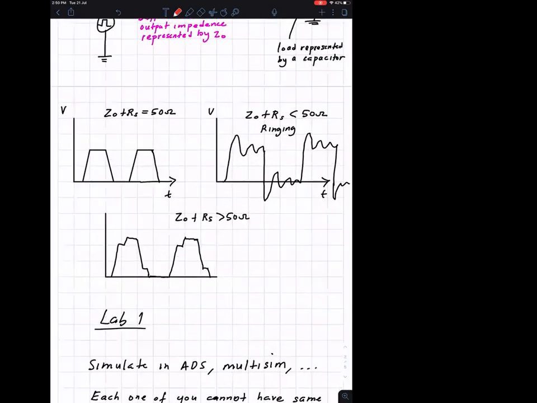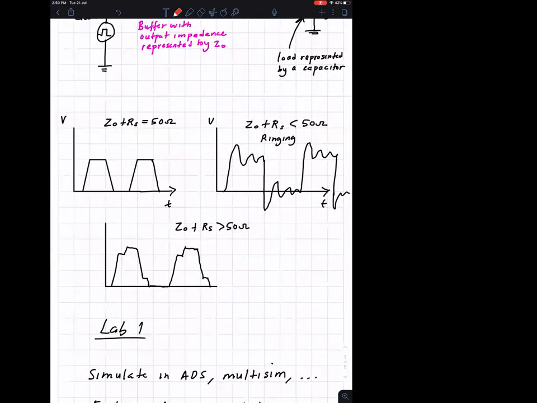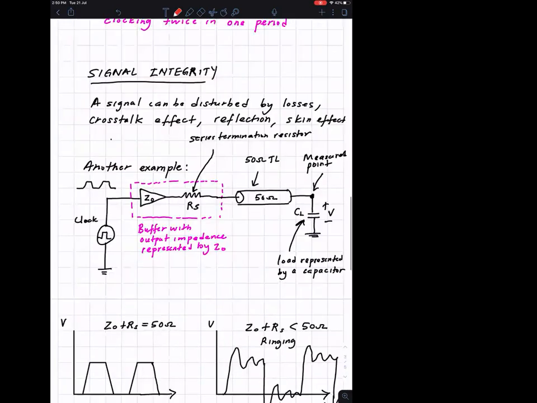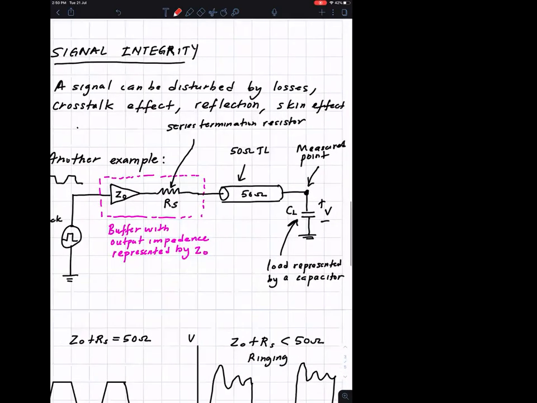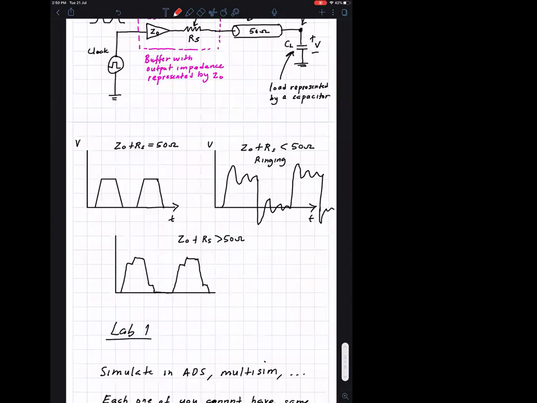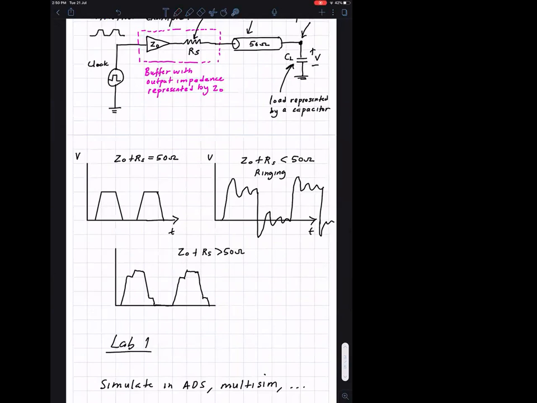Just show that you have a disturbance. Show your circuit with the values. Then you show the disturbance when Z0 plus RS is less than 50 ohms. Show the disturbance when Z0 plus RS is more than 50 ohms. And then show how you fix it, how you solve these problems. So once you can do this, then you are qualified to be a signal integrity engineer.